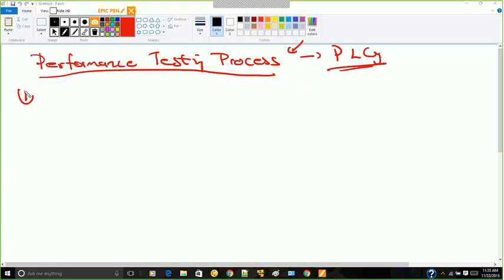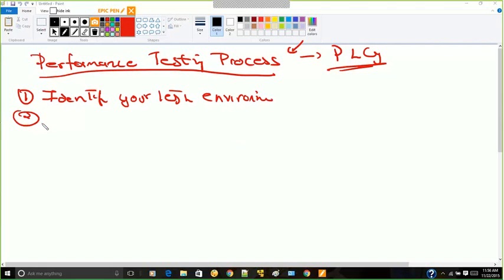1, identify your testing environment. 2, what is the second one? Identify performance acceptance criteria.